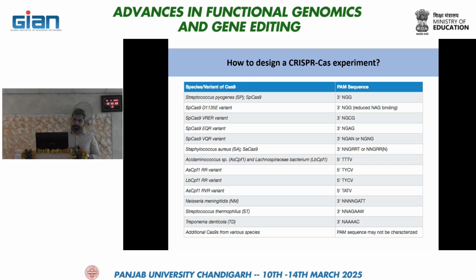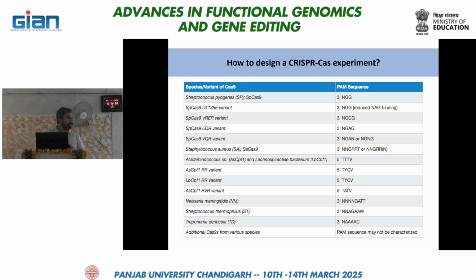So these are different vectors, different variants of Cas, and different PAM, protospacer adjacent motif, sequences which are required for designing our single guide RNA. Here we will talk more about this Streptococcus pyogenes Cas9 variant with a PAM sequence of NGG.